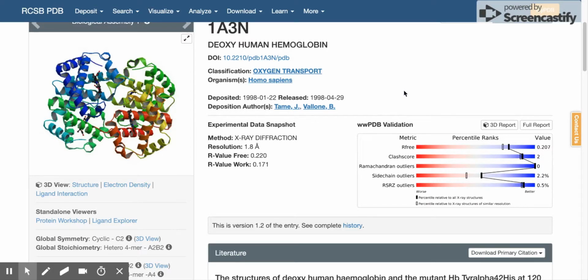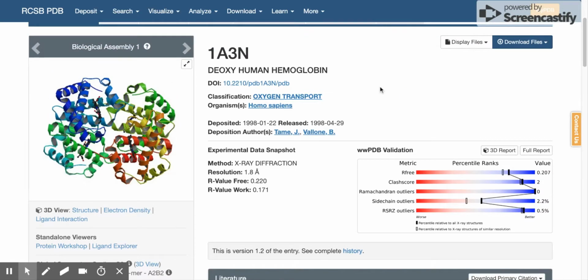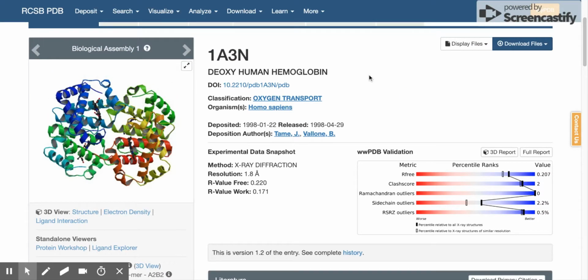Hi everyone, I'm Stephanie, and today I'm going to be walking you through how to understand a protein profile on the protein data bank. Today we are looking at a hemoglobin profile. This protein was deposited in 1998. However, it wasn't released until later in the year.